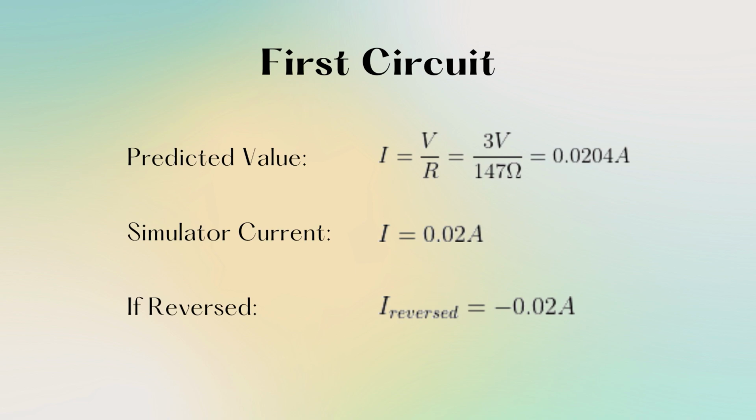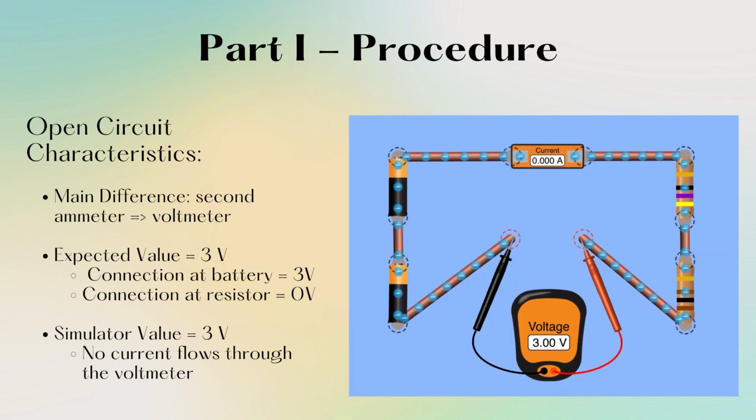If we reverse the ammeters, the reading would be the same in magnitude but opposite in direction, giving negative 0.02 amps. The main difference in this next open circuit example is that one of the ammeters is replaced with a voltmeter. Looking at the electric potentials within the circuit, we will see that there would be a 3 volt potential from the batteries and a 0 volt potential from the resistors. We expect, therefore, that the voltmeter would read 3 volts, and it does exactly. Notice, however, that there is no current flowing, as the voltmeter has an infinitely large resistance.